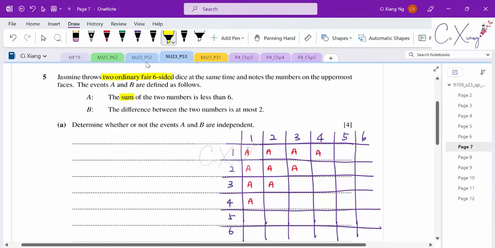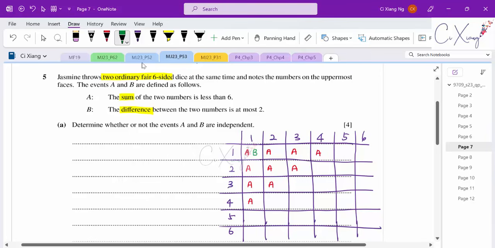Event B is talking about the difference between the two numbers being at most 2. So it can be 0, it can be 1, it can be 2, but it cannot be 3. So they're talking about difference. As an example, for the first cell here, 1 minus 1, I get a 0. Therefore, it belongs to the event B. So I will put a B here.